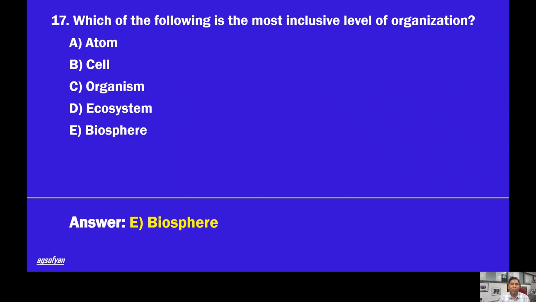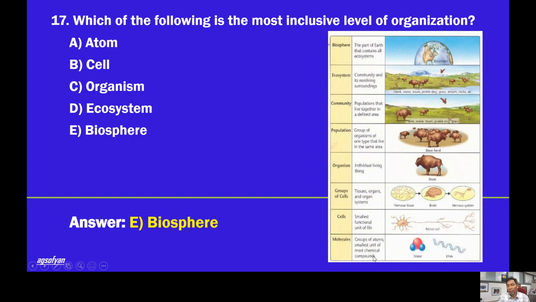The biosphere consists of several ecosystems. An ecosystem consists of communities, and a community consists of populations. A population consists of species, organisms. An organism consists of organ systems, tissues, organs, and so on. So the biosphere will be the most inclusive level. If you see this picture, the biosphere consists of all the levels below. So this is the most inclusive level.